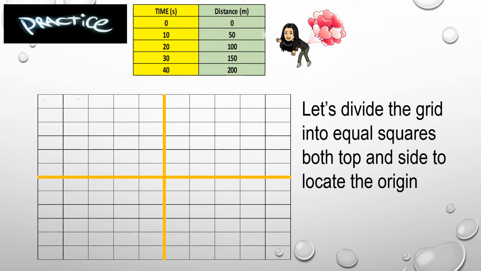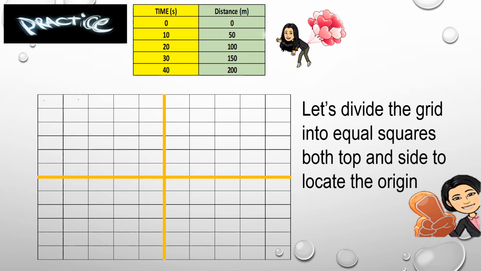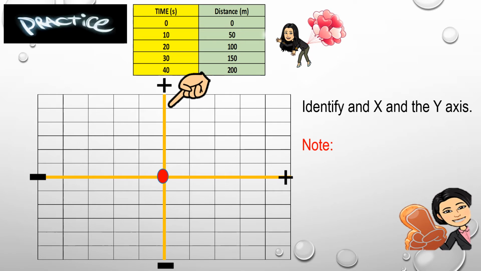Same thing with this horizontal line. This is the even parts of the x-axis. Binilang natin lahat ng square. So, ito yung yellow na yan. This horizontal line is for the x-axis. This vertical line is for the y-axis. Now, let's identify which is the x and which is the y.